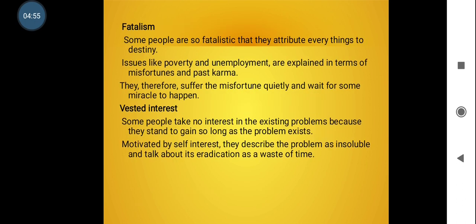Next, fatalism. Some people are so fatalistic that they attribute everything to destiny. Issues like poverty and unemployment are explained in terms of misfortunes and past karma. They, therefore, suffer the misfortune quietly and wait for some miracle to happen.